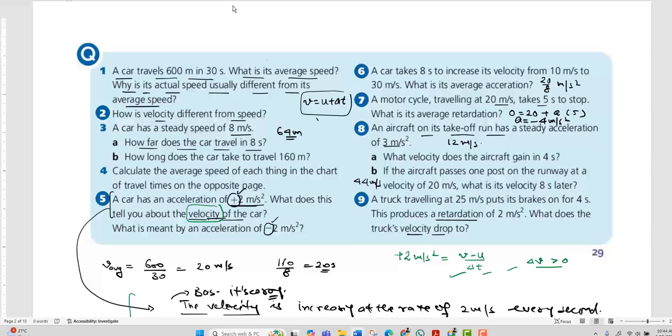Again, you can use this formula. Here the initial velocity is 25 meters per second. Final velocity we don't know, so that's what we're supposed to find. Acceleration is deceleration, so do we just write 2 meters per second square? Minus 2 meters per second square. Minus 2 times 4. It's 25 minus 8, which is 17 meters per second.